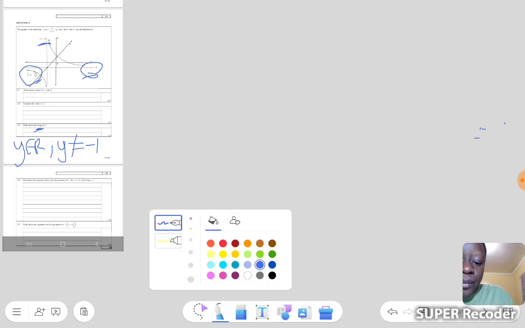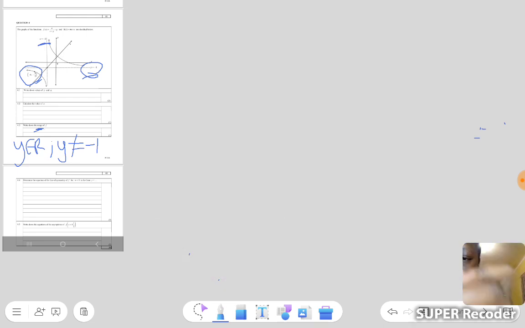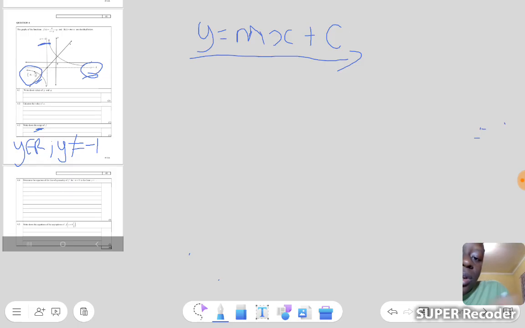In the form of y, they say that we have to write it like this. The line of asymptote is the same as when we are saying, let's write the line like this. So our m will be equal to -1, because it's cutting there.